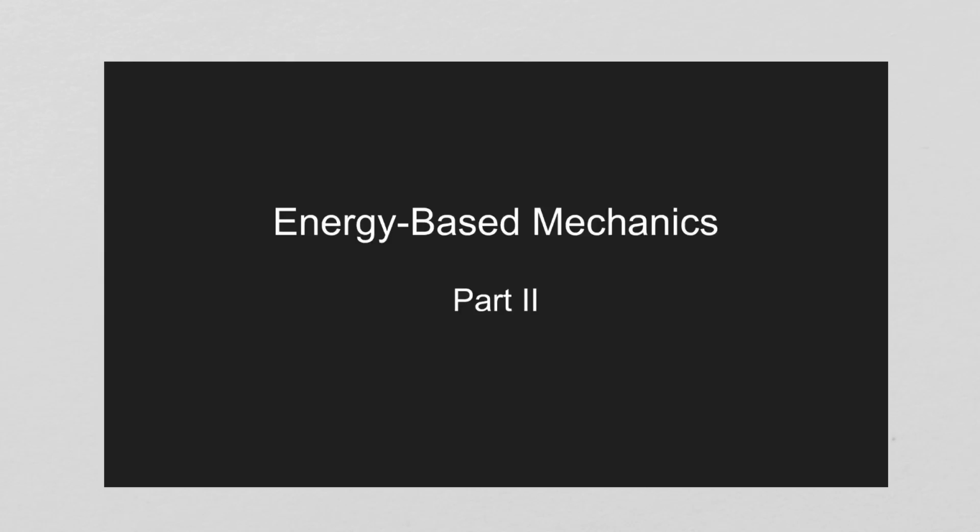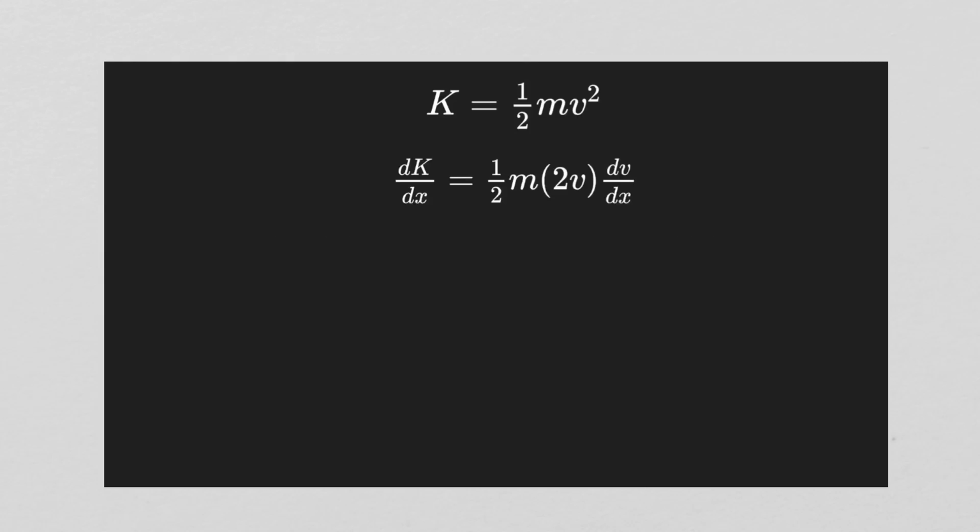Now we're going to work on energy mechanics part 2. So again, we're going to start with the kinetic energy formula. Familiar, 1/2 mv squared. We're going to take the derivative with respect to position, pointing out dv/dx. We're going to use that trick again, where we look at the rate of change with respect to time, and then time with respect to position.